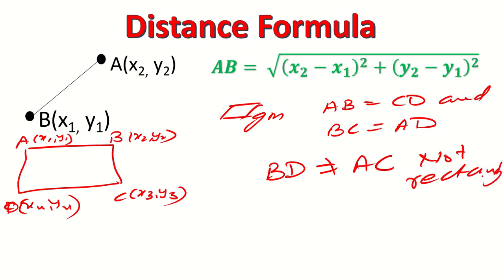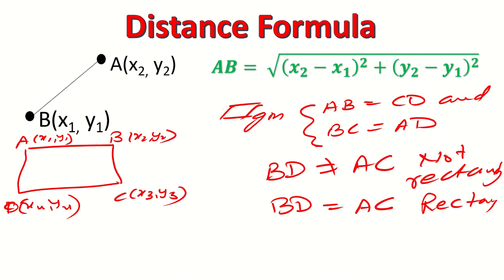Okay, but if they say show that ABCD are the vertices of a rectangle, then what will you do? You will prove that opposite sides are equal, and then you will prove that BD is equal to AC as well. It is for rectangle. Okay, and same is the difference between rhombus and square.